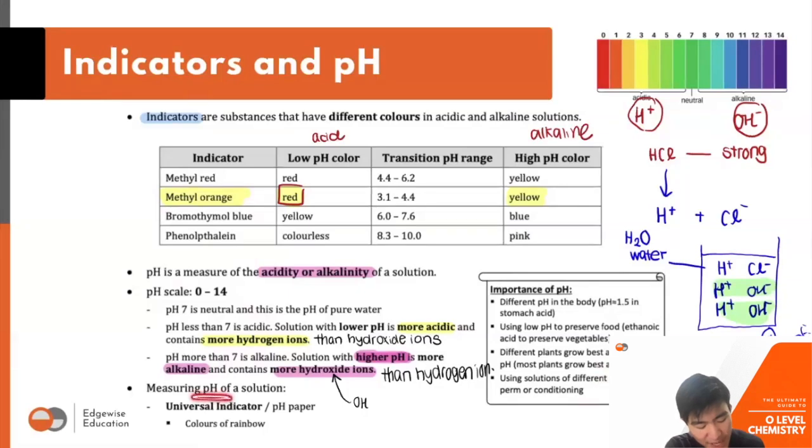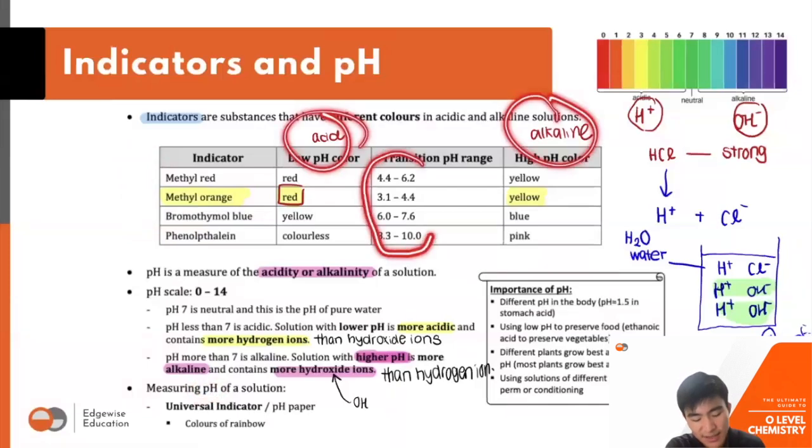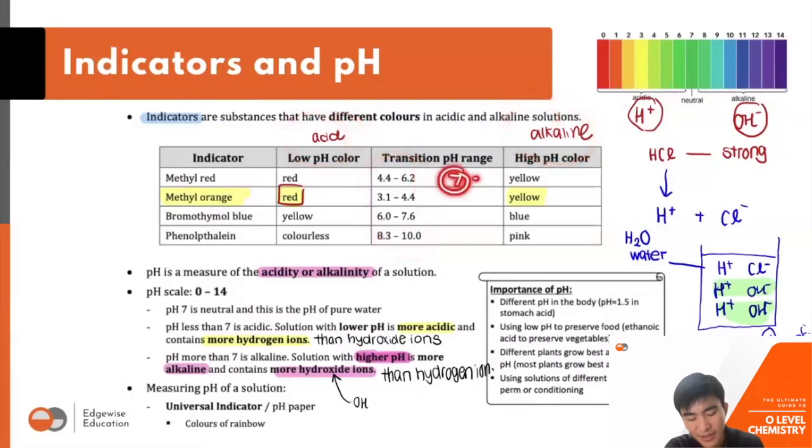Now, to measure the pH of a solution, if I use this indicator, I cannot measure the exact pH. It can only tell me whether it's an acid or alkaline, because in this transition, for example, I give you pH 7, that means yellow. Give pH 8, also yellow, right? You would not tell me what is the exact pH. But using universal indicator or pH paper, sometimes I call it universal indicator paper, this will tell us exactly what the pH of a solution is.